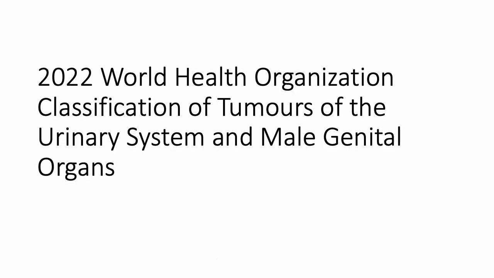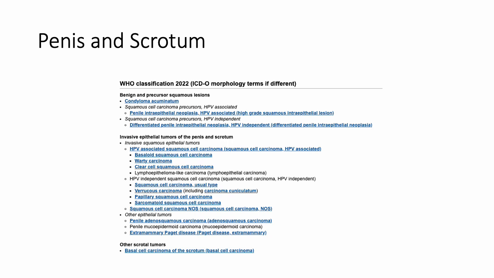In the 2022 World Health Organization, or WHO, classification, they divided the male genital tract into the penis and scrotum, and also the testes and the paratestis, into two separate categories. In the penis and scrotum, they start with the benign and precursor squamous lesions, which consist of condyloma acuminatum, which is well known as a precursor of SCC, or squamous cell carcinoma. It can be HPV associated or HPV independent. This you need to read in detail from the WHO.